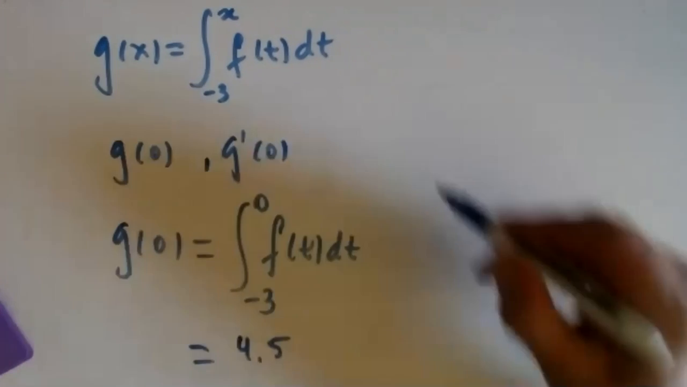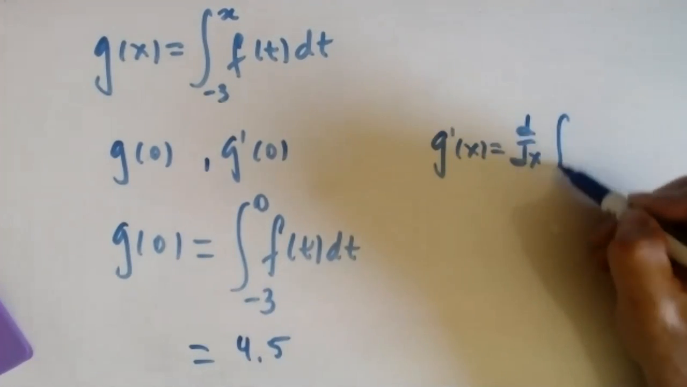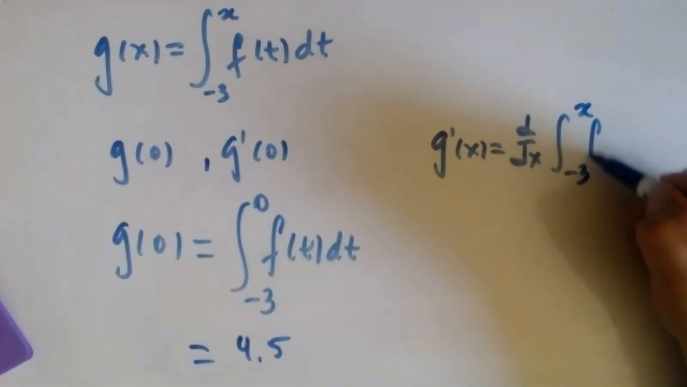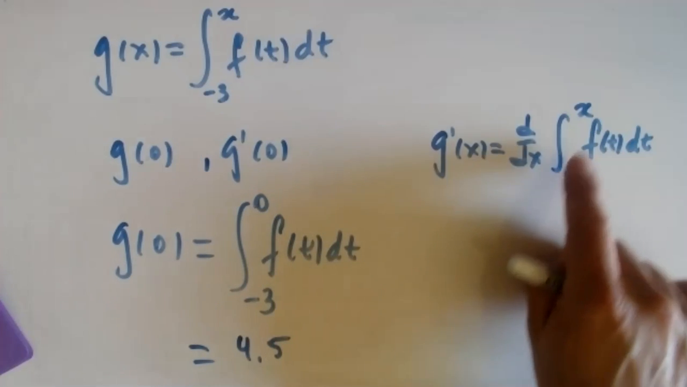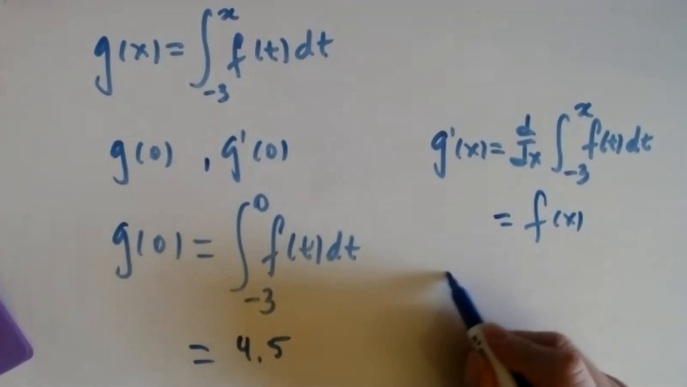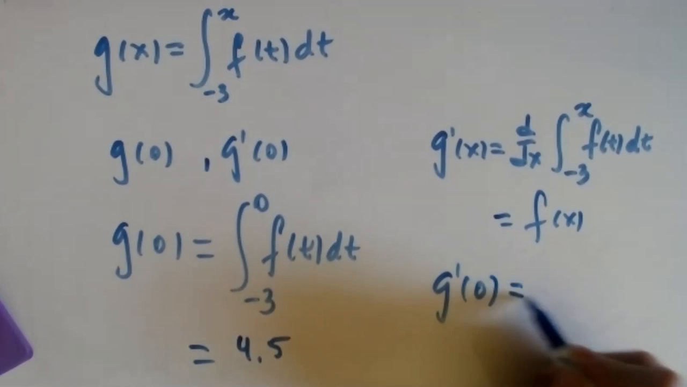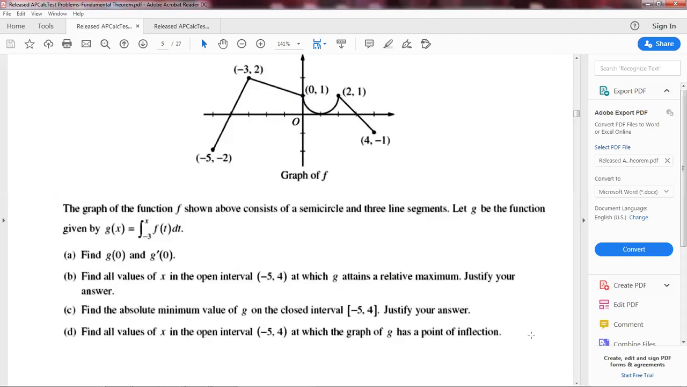Now g prime of x is the derivative with respect to x of the integral from negative 3 to x of f(t) dt. And this is the fundamental theorem of calculus. The derivative of the integral cancels, and then you get the function of x. So it's f of x. So g prime of 0 is f of 0. So I go to my graph, and I see that f of 0 is 1. That's correct. So it's very simple, correct? f of 0 is 1.